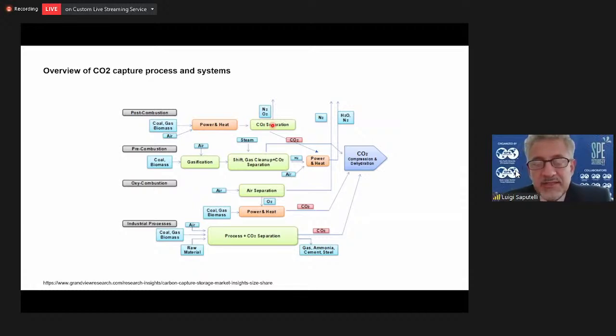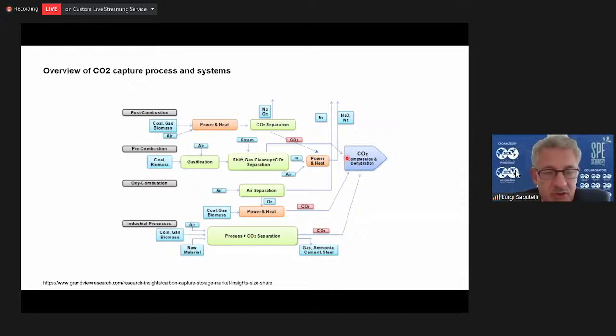We will talk in our next slide about how this CO2 separation happens, and then you separate nitrogen and oxygen, and the remaining CO2 can be reused in compression or dehydration. Another way is the process called pre-combustion, where when we are gasifying coal and biomass, we use steam to shift and clean up the CO2 separation. This will generate a stream of clean CO2 that can also be used for compression and dehydration, and the remainder can be used for power and heat.